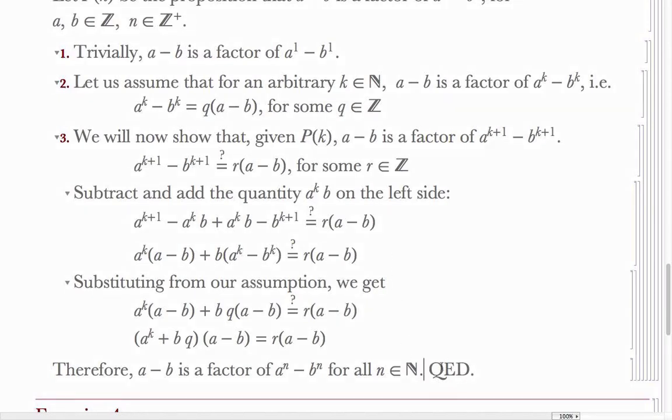You'll notice here QED at the end of my proof. That's abbreviated for the Latin quod erat demonstrandum, which means roughly that which was to be demonstrated. And so you'll often see proofs in textbooks ended with QED just to denote that the proof is finished.